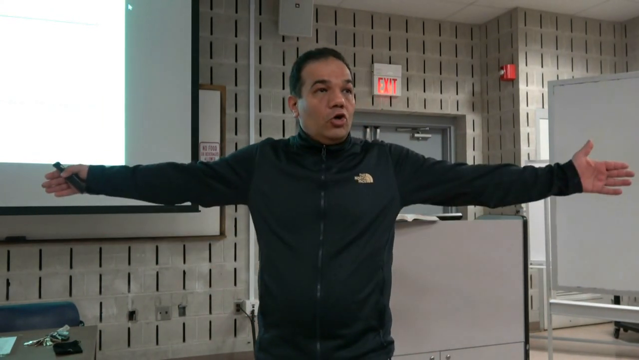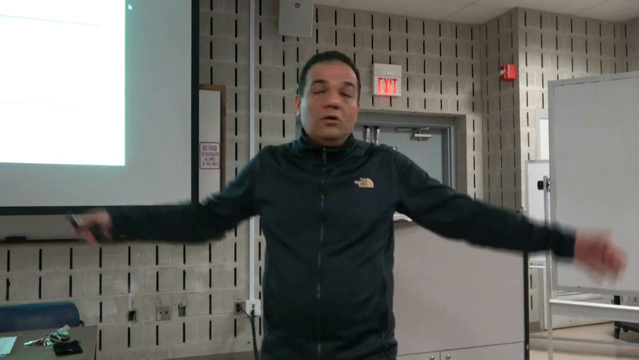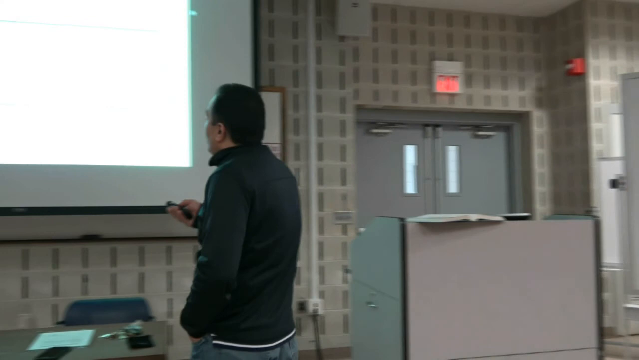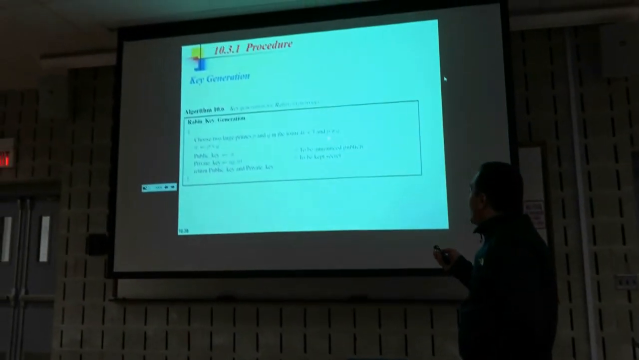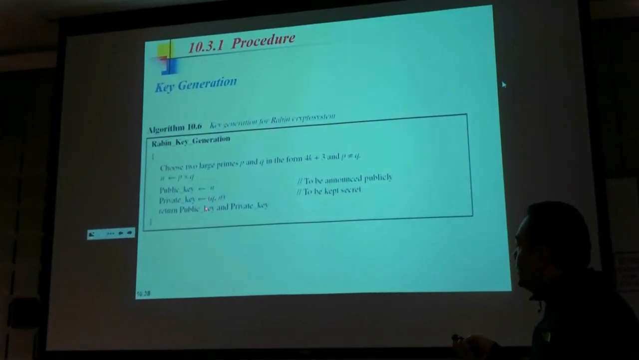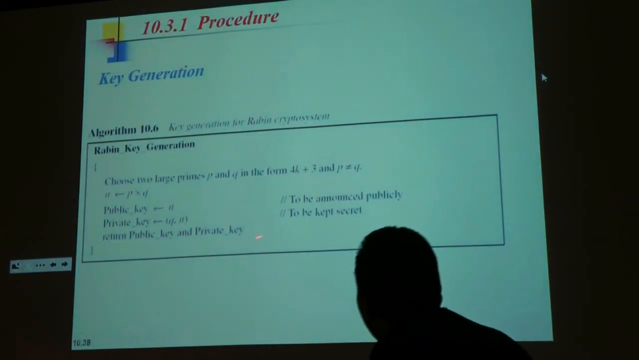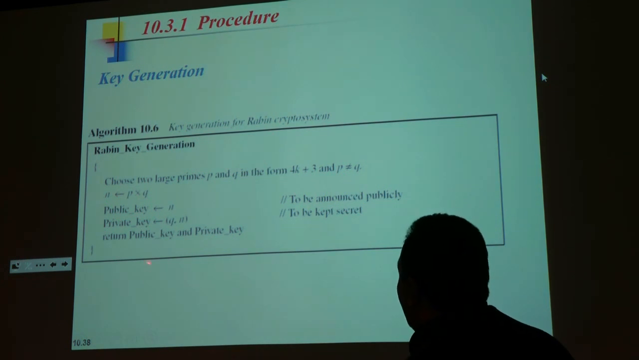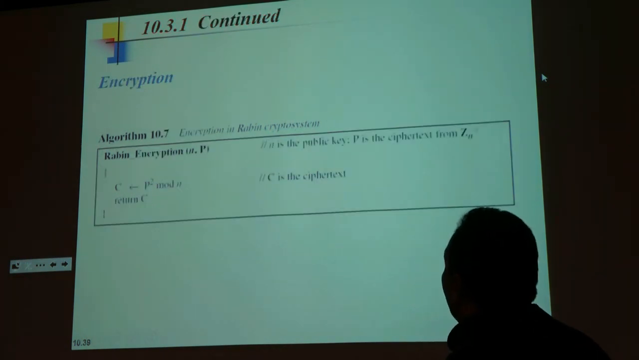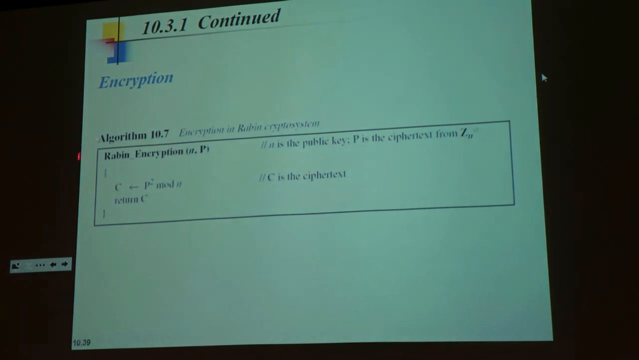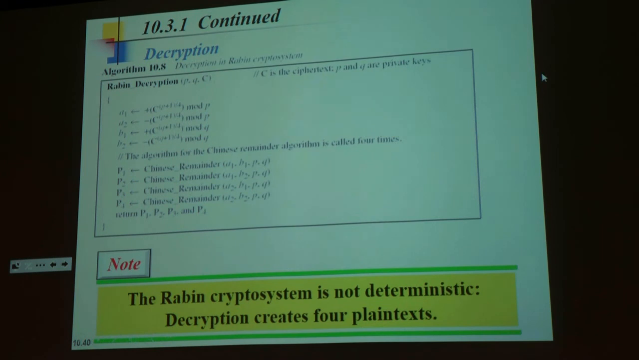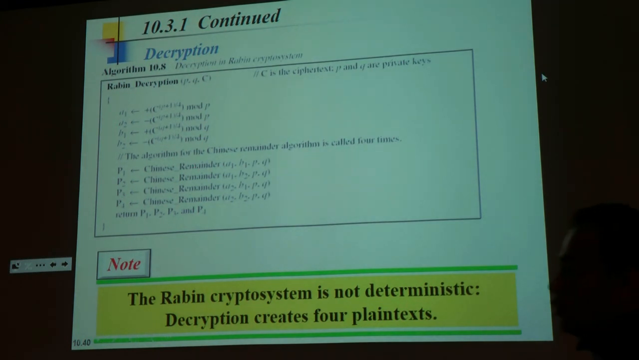If it's a very large N, you could try to find P and Q, but it might take you 100 years to find them. The public key is N, and it will be announced publicly. And the private key is P and Q, to be kept secret. And return the public key and private key. That's for key generation. Encryption is very simple. And that's for decryption.